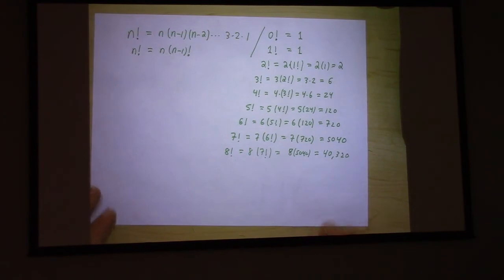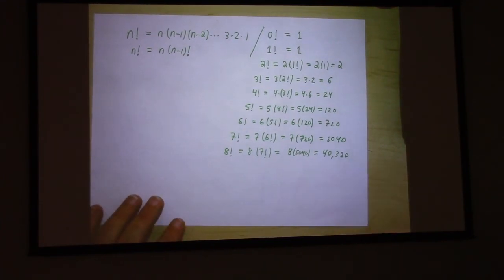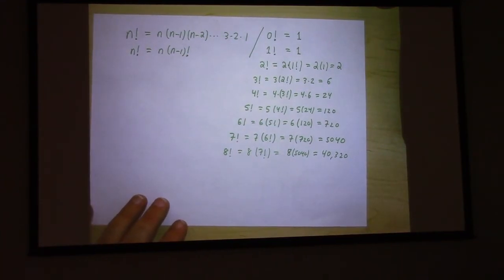Okay, so I would say in terms of things to put on your formula sheet for next time, maybe the factorials out to 10 wouldn't be a bad thing to have on hand. It might be useful. Of course, you can just calculate them also.